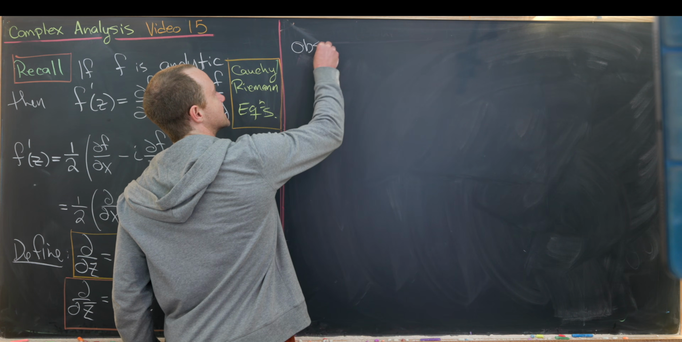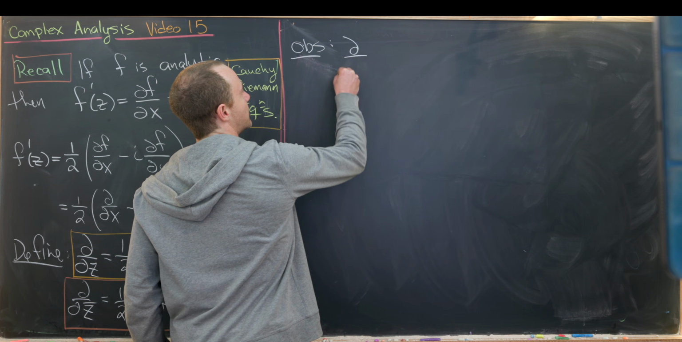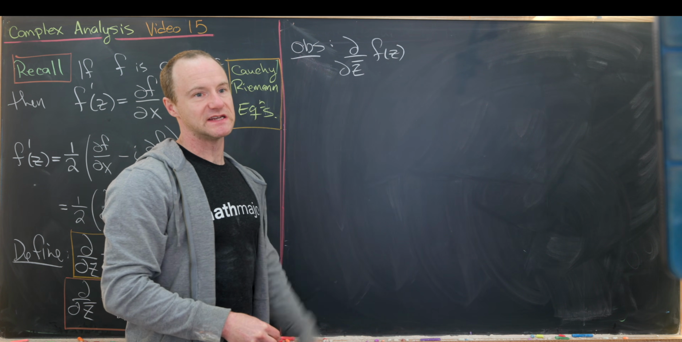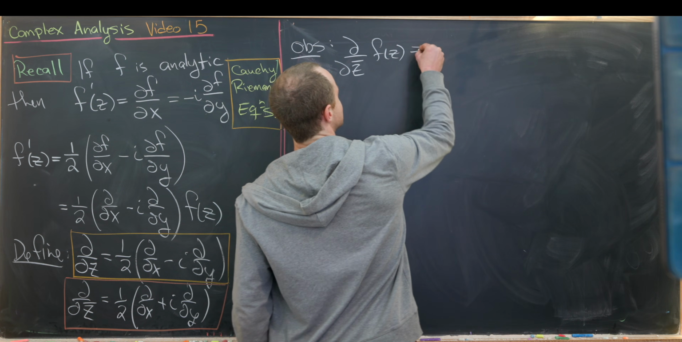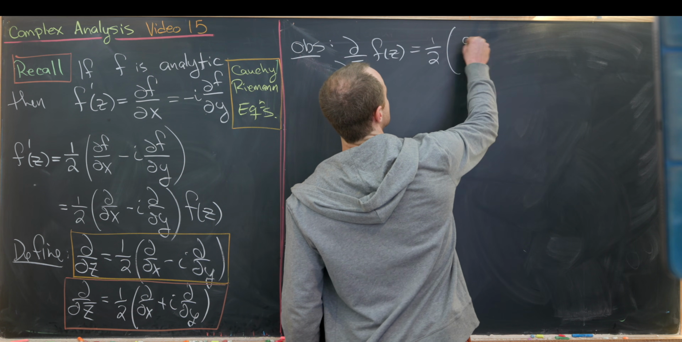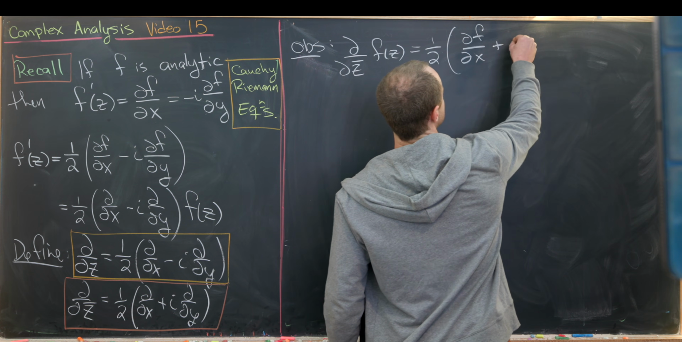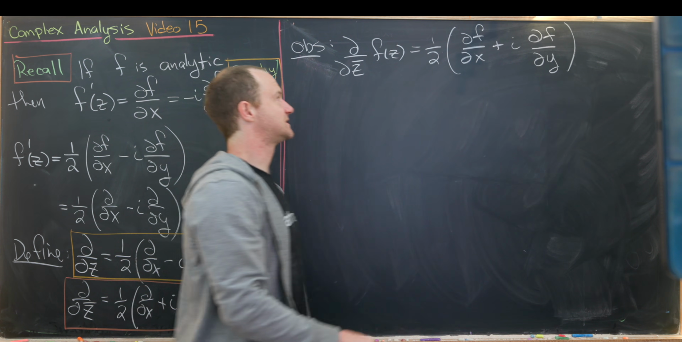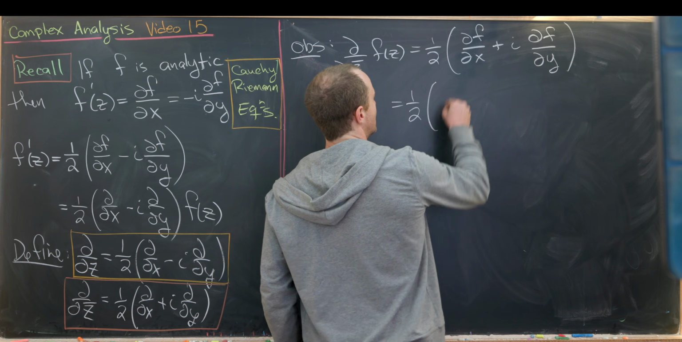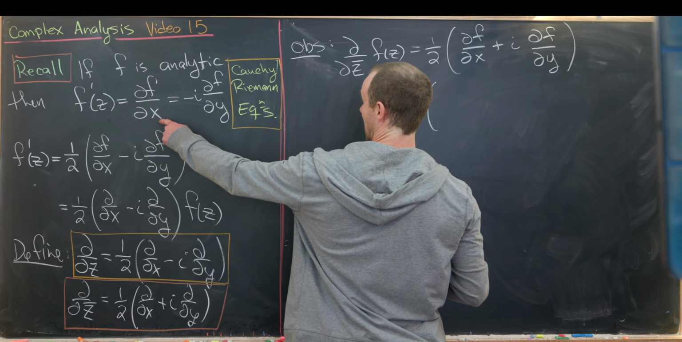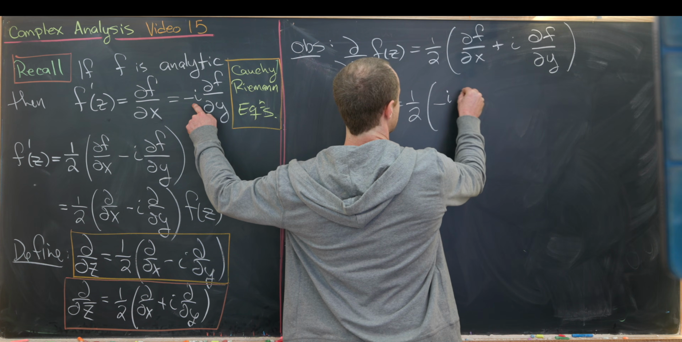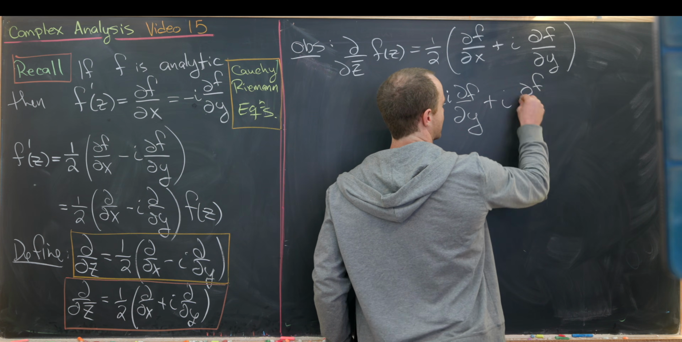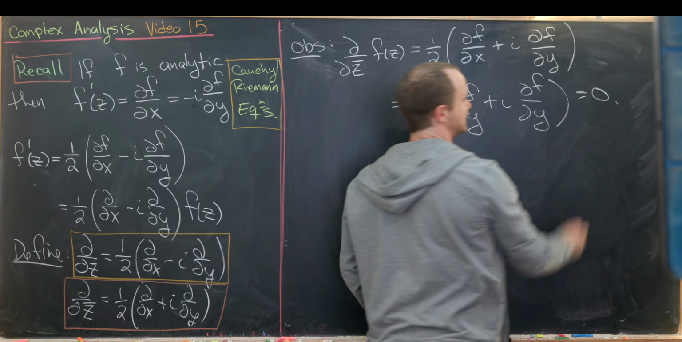So maybe I'll write it like this. Let's observe that if we take the partial with respect to z bar of f of z, assuming f of z is an analytic function, that gives us 1/2 times the partial of f with respect to x plus i times the partial of f with respect to y. Since this is an analytic function, we can replace the partial of f with respect to x with minus i times the partial of f with respect to y. Then we're adding a partial of f with respect to y, so that gives us 0.